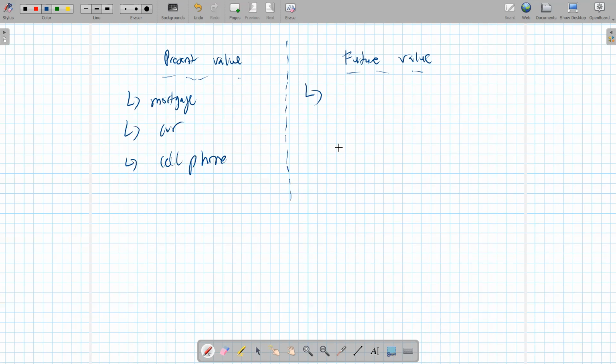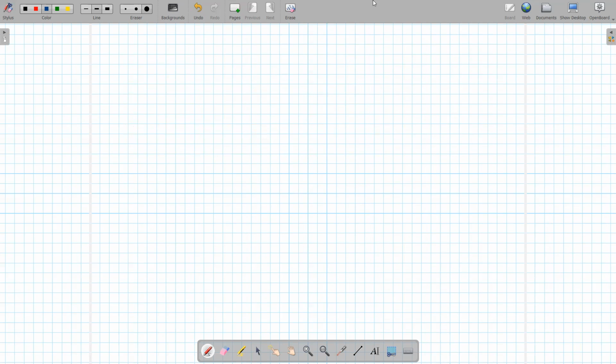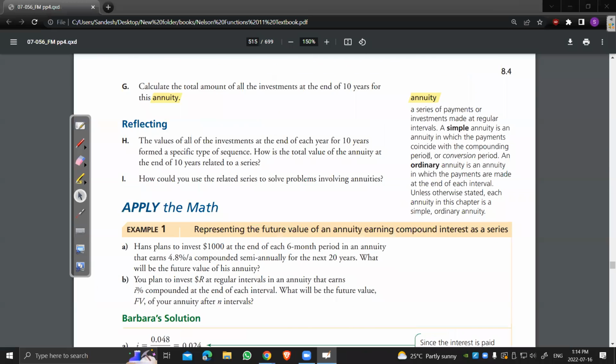Future value would be maybe if you're trying to save up for college. So basically, if you're trying to save up for something, maybe a loan that you want to pay off in the future. So the trick is to be able to distinguish between present value and future value.